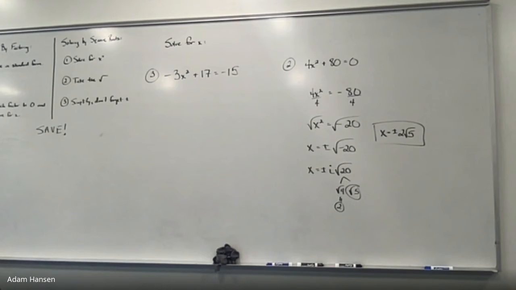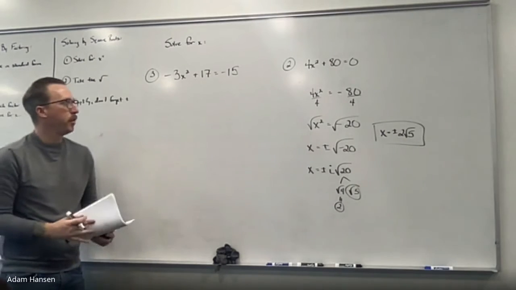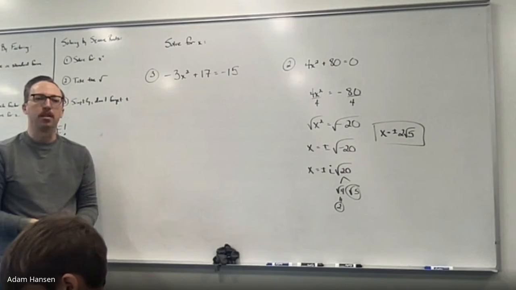Negative 3x squared plus 17 equals negative 15. Just like we noticed on the last couple ones, there is no b value. There's no plus 5x or minus 2x. It's just an x squared term and a bunch of constants floating around. So in this type of equation, solving by square roots makes the most sense.